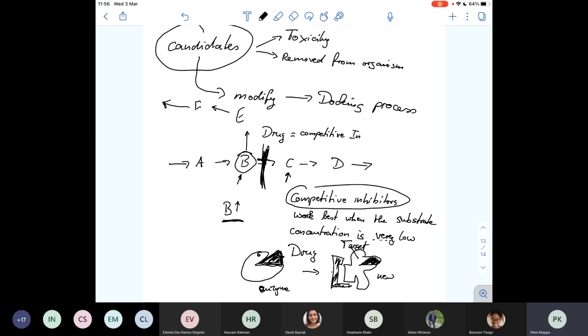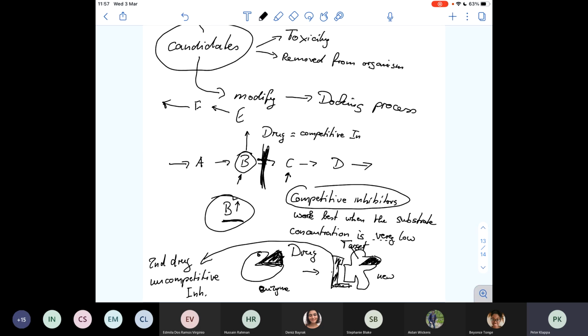We try to find now, with the tools that I described, a binding site for our second drug that we can develop with that. And that then is an uncompetitive inhibitor. And this uncompetitive inhibitor would then bind even if the substrate concentrations are very, very high, even if our B was very high.